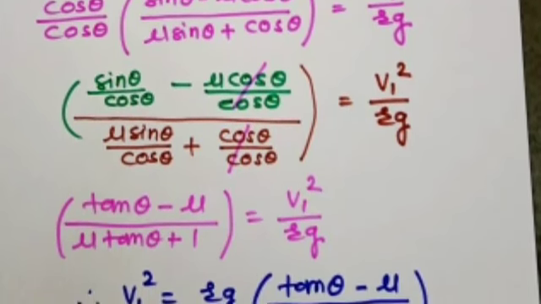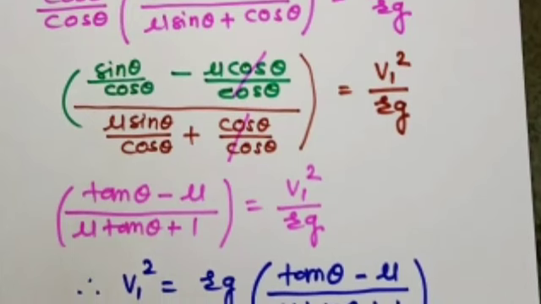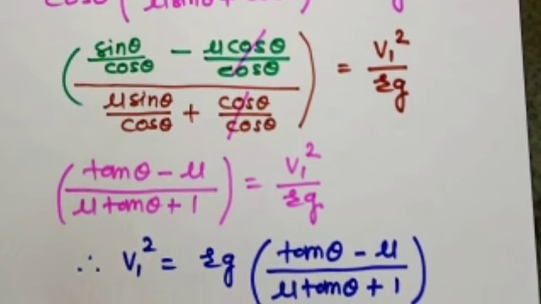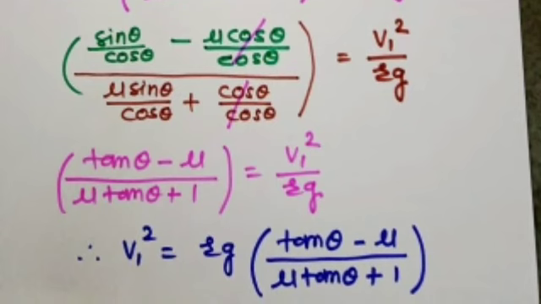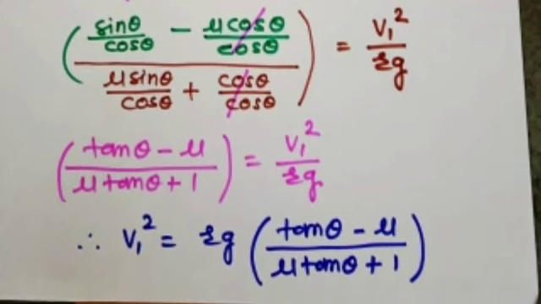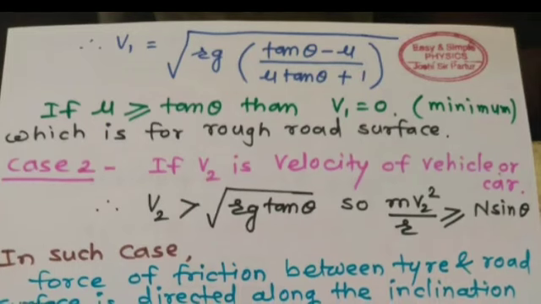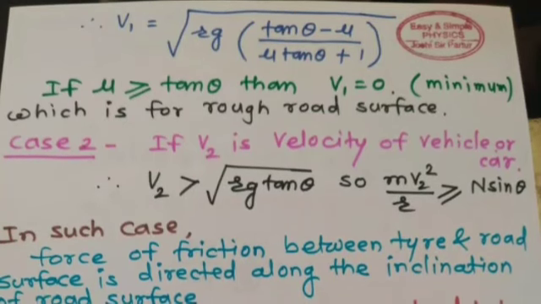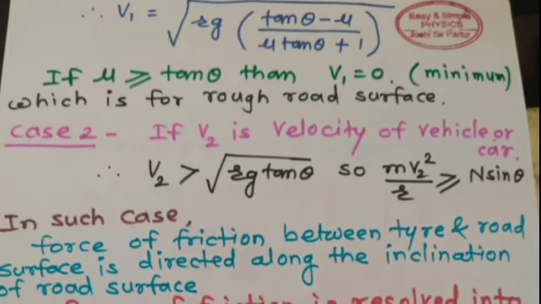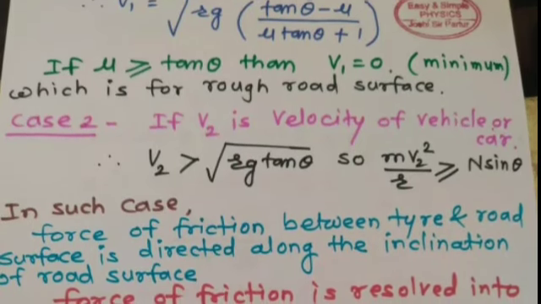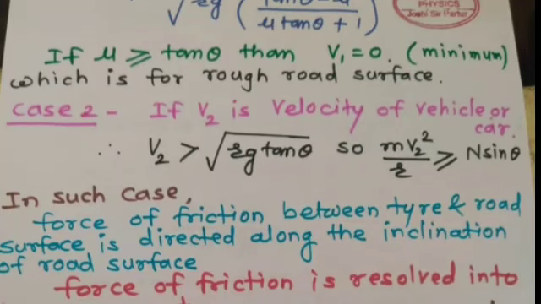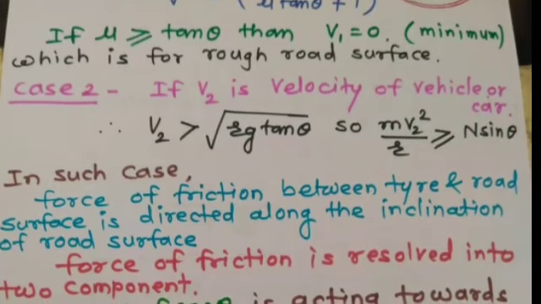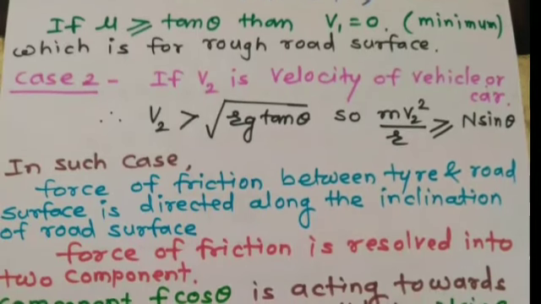If we multiply by Rg, then v1 square is equal to Rg (tan theta minus mu) upon (mu tan theta plus 1). Therefore v1 is equal to the square root of Rg (tan theta minus mu) upon (mu tan theta plus 1). If mu is greater than or equal to tan theta, then v1 is 0, which is the minimum, which is for a rough road surface.